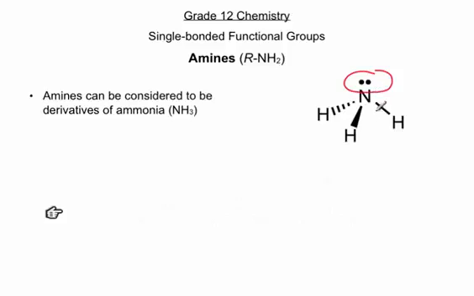So ammonia, NH3, three hydrogens bonded to nitrogen, leaves a lone pair on the nitrogen. And so in the amines, this lone pair typically is still there. So that's going to give rise to some interesting geometries in the amines, but it's because of this lone pair.